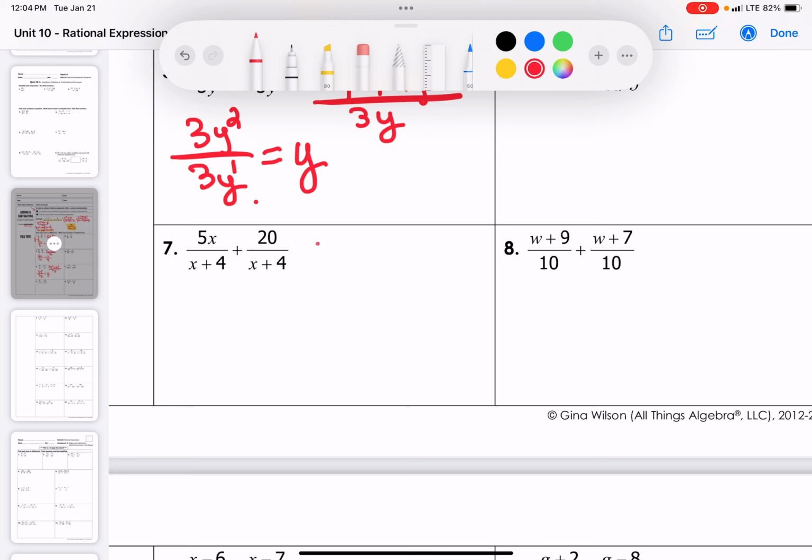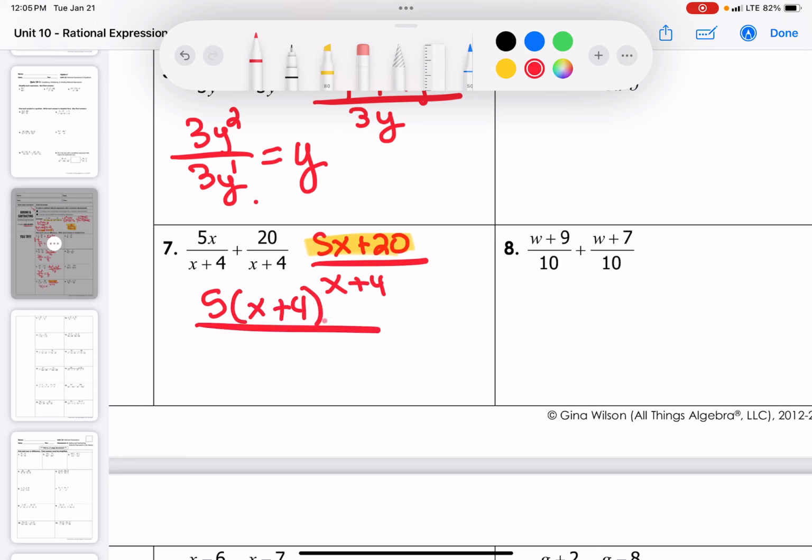Same thing for this one. So I got 5x plus 20 all over x plus 4. Well, I noticed this is not finished. I could factor that 5x plus 20. So what number could I take out? What goes into both 5x and 20? 5. So if I take out the 5, I'm left with x plus 4 over x plus 4. And now I got x plus 4 in both the numerator and denominator. So now I'm left with just 5.